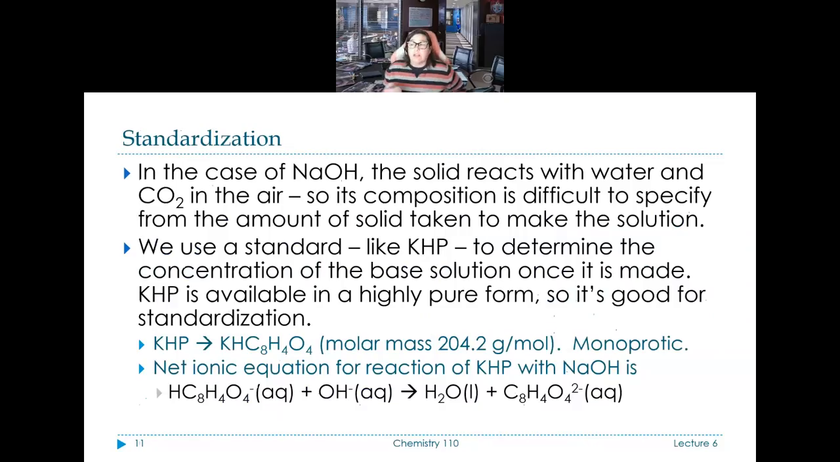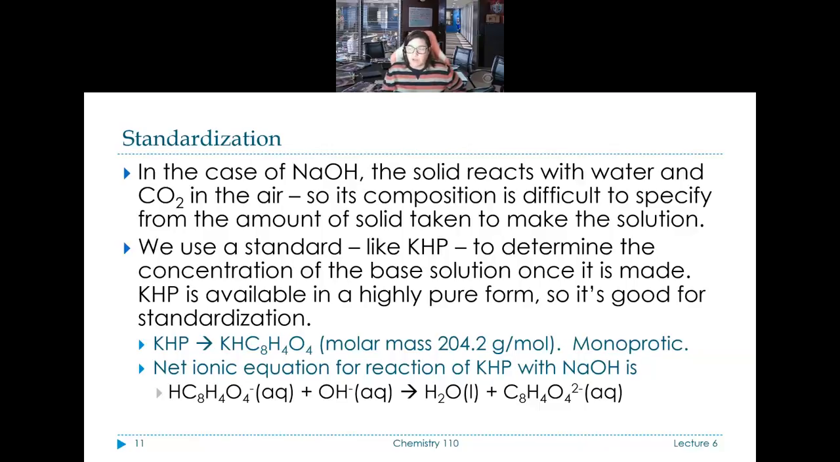If we're talking about NaOH, the solid reacts with water and CO2 in the air, so its composition is difficult to specify from the amount of solid that we've used to make that solution. NaOH as a solid can pick up water from the air if it's not completely dried. It can also react with CO2 from the air to form different things in the solid. So it's difficult to say exactly what its concentration is. But we can use a standard like KHP to determine the concentration of the base solution once it's made.